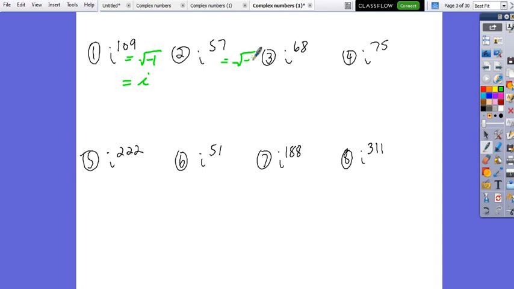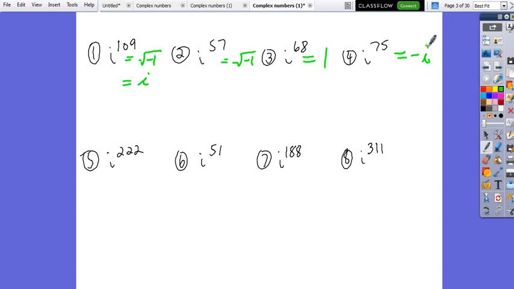Okay, 68. What's the remainder? 0. So the answer is 1. All right, 75. The remainder is what? 3. So the answer is negative i. Negative 1i or negative i, they mean the same thing.